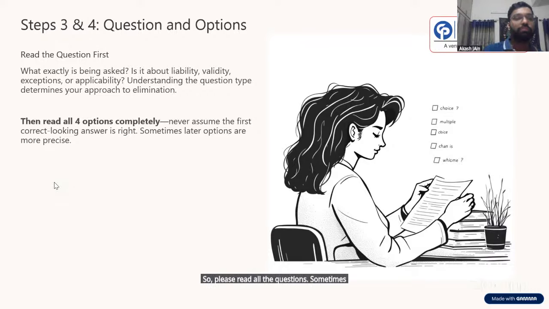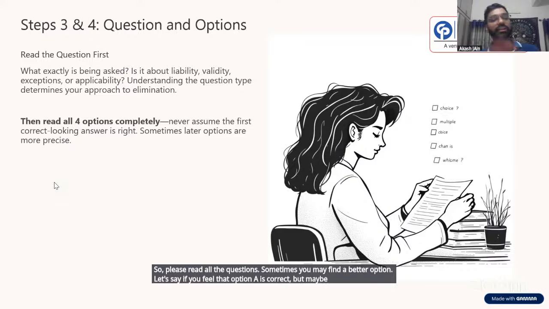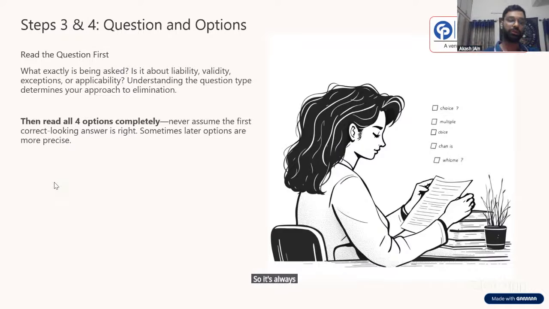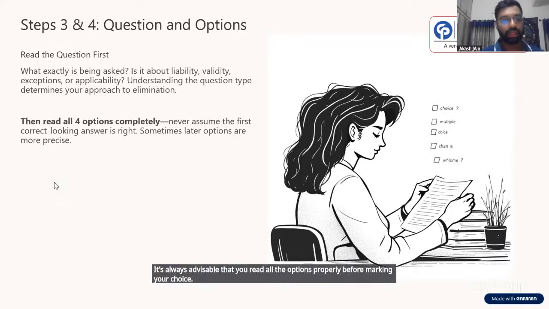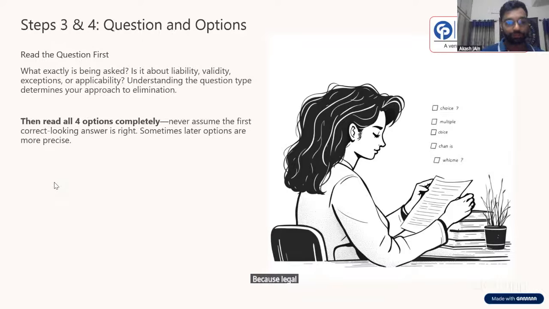Sometimes you may find a better option. Let's say if you feel that option A is correct, but maybe option D would be a better option than option A. So it's always advisable that you read all the options properly before marking your choice, because legal reasoning is not about finding the right answer.